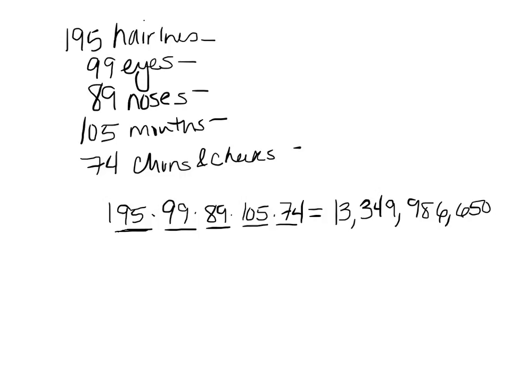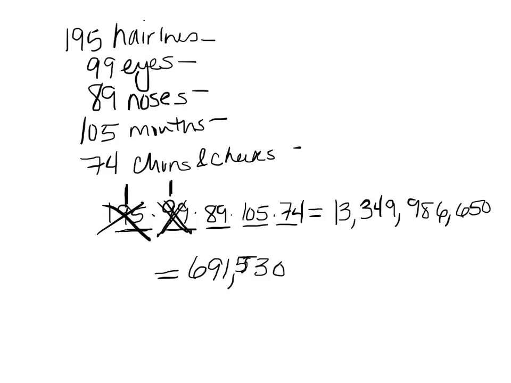The next problem says a witness can clearly remember the hairline and the eyebrows of a suspect. So they know the hairline, which is just 1, because there's only one possibility if they know the exact one. And they can also identify the eyes and eyebrows, which means the 99 is now 1 also. How many different faces can be produced? Now we're narrowing it down quite a bit. We have 1 times 1 times 89 times 105 times 74, which is 691,530. Although that's a lot, it's still a lot less than over 13 billion.